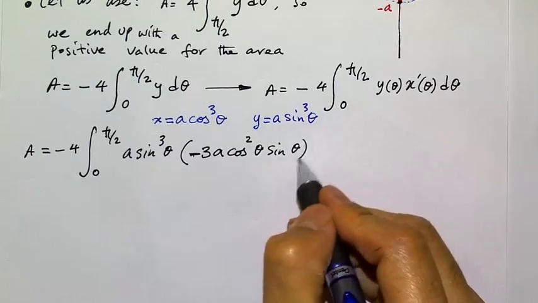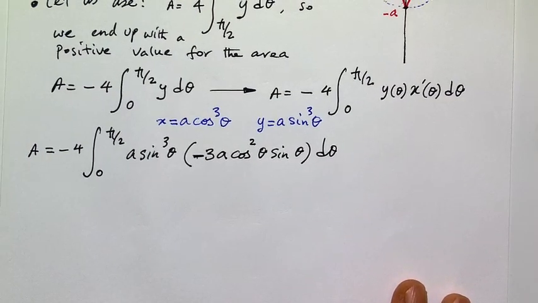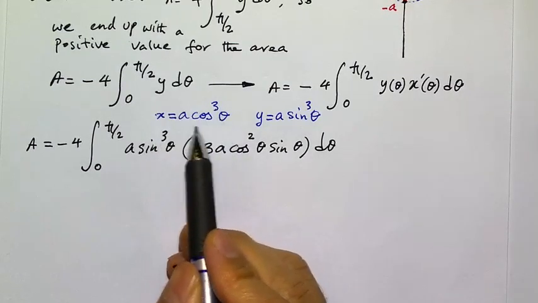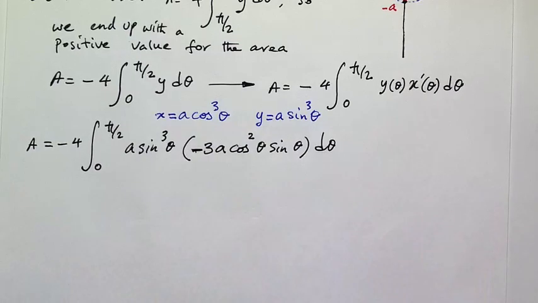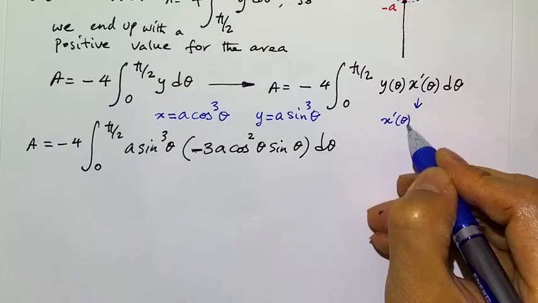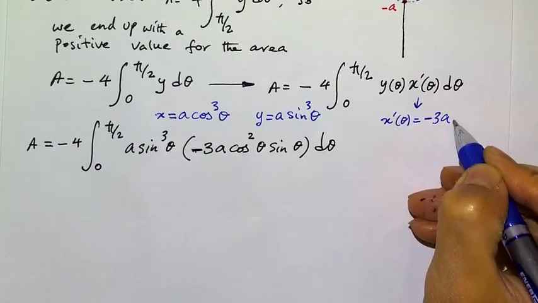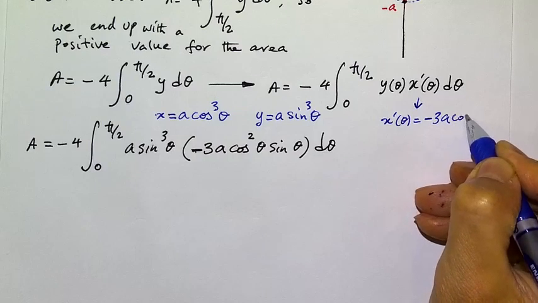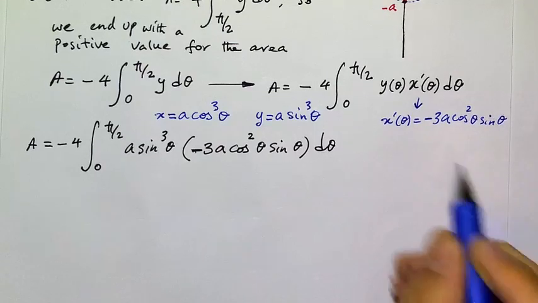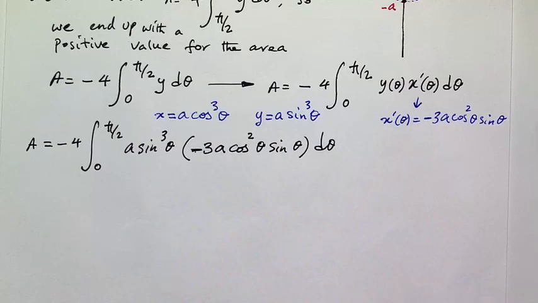Okay, so then d theta, of course. I hope you follow that this is the derivative of that. Let me actually add it here too. X prime theta is equal to minus 3a cosine squared theta sine theta. I know it's a little bit redundant, but hopefully it'll help everyone follow what I'm doing here.